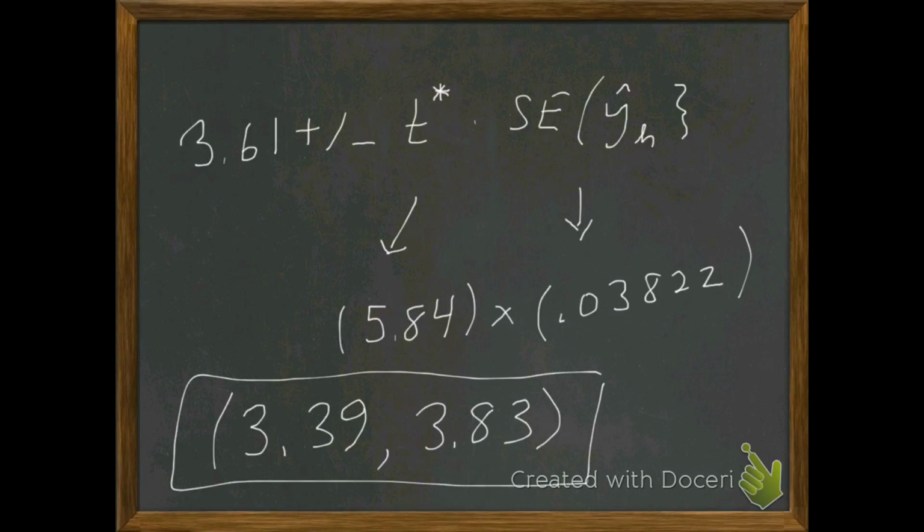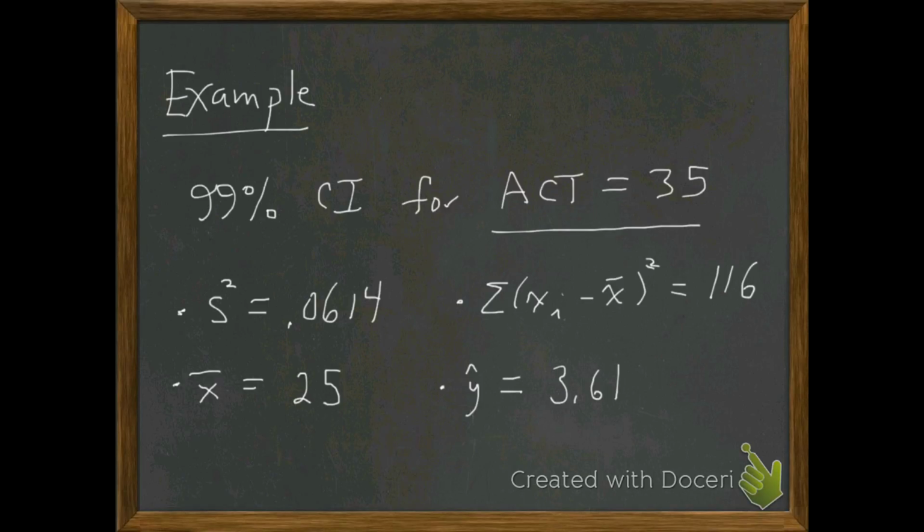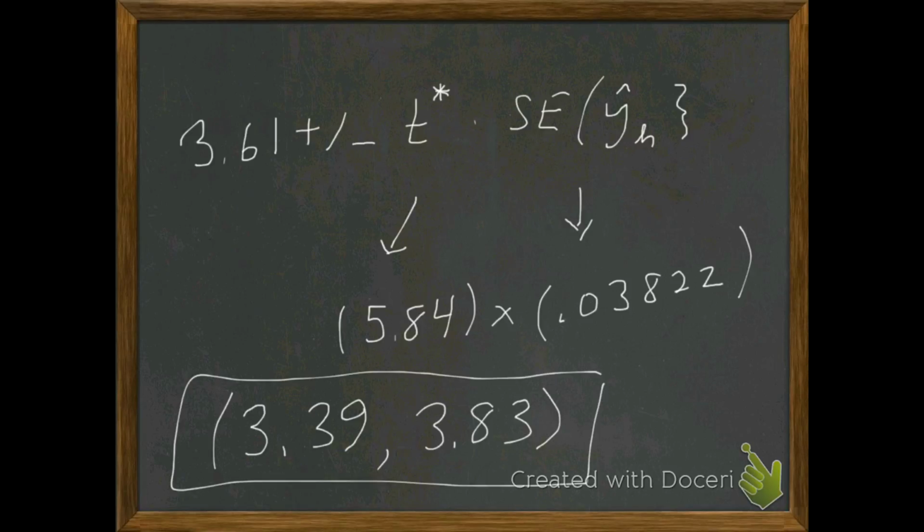Okay, so what this says is that if an admissions director was considering someone with an ACT of 35, then she can be about 99% certain that this interval, 3.39 to 3.83, would contain the predicted first-year GPA in college.